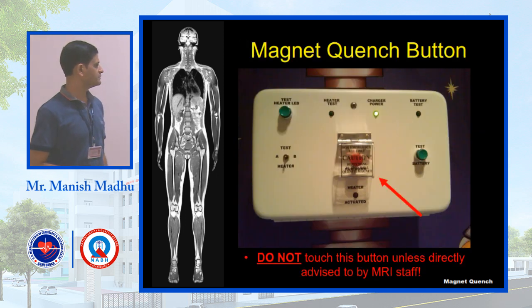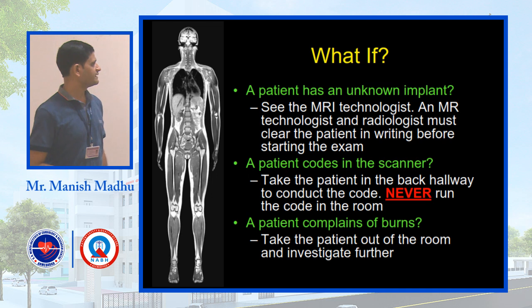The magnet quench button will look like this. Do not touch this button unless directly advised to by MRI staff. In conclusion, if a patient has an unknown implant, see the MRI technologist, who must clear the patient in writing before starting the exam. A patient coding in the scanner should never be done. If a patient complains of burns, take the patient out of the room and investigate further.